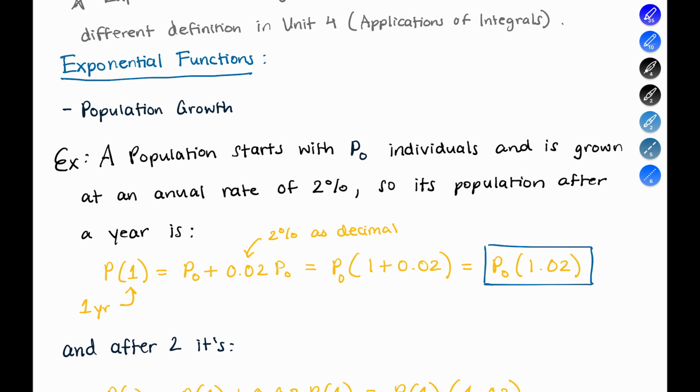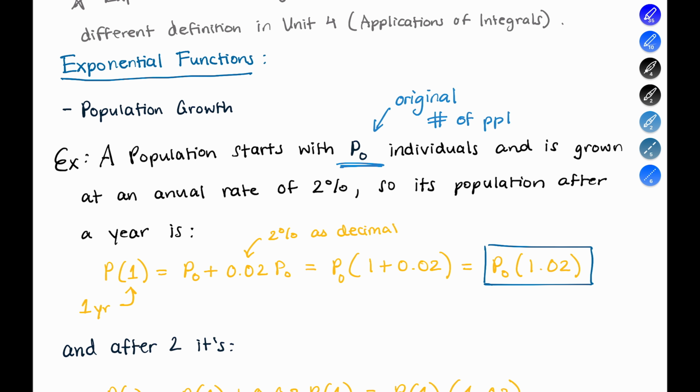The population starts with P0 individuals, so that means that is the original number of people. And then after that, every year it is grown at an annual rate of 2%. So this is how we would format it with this given information.